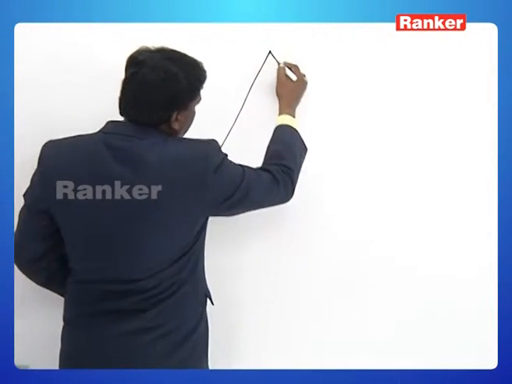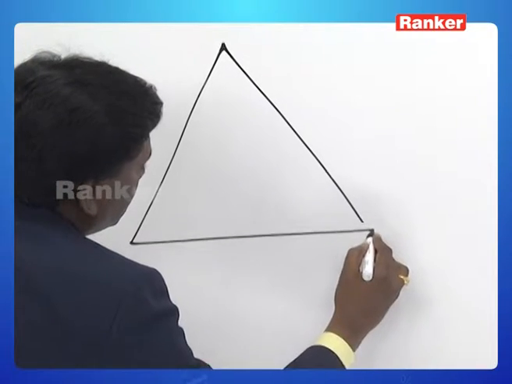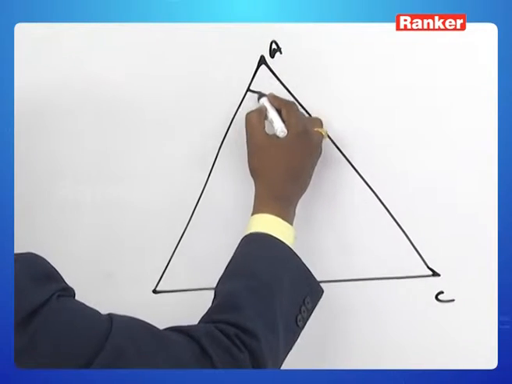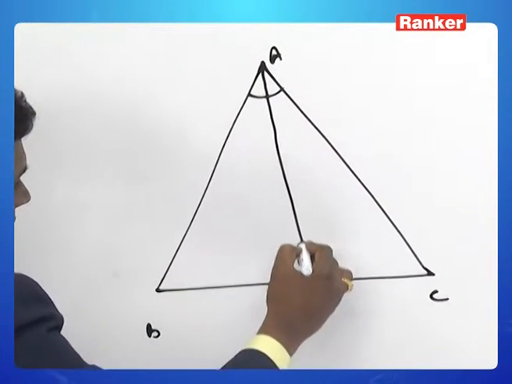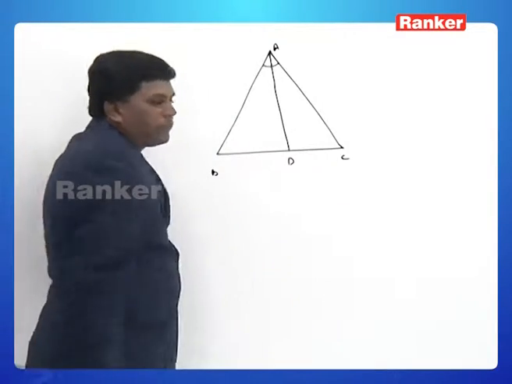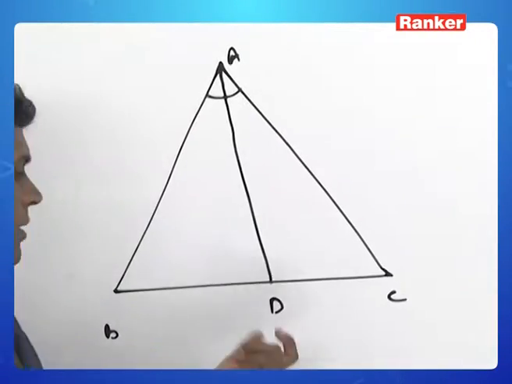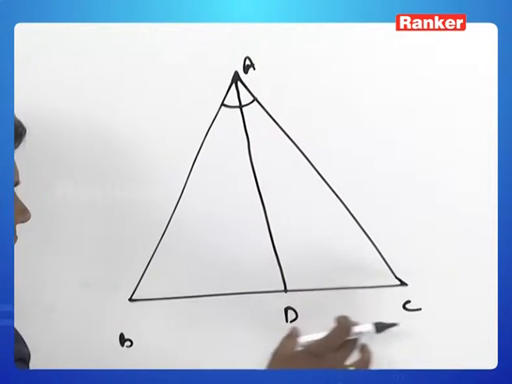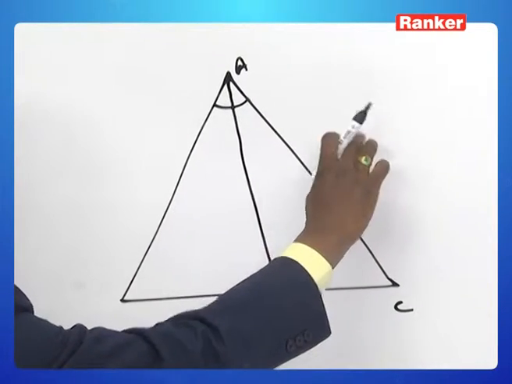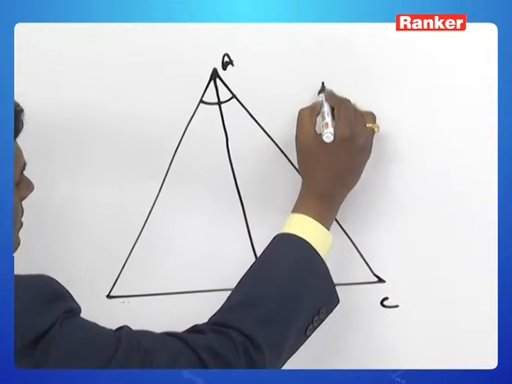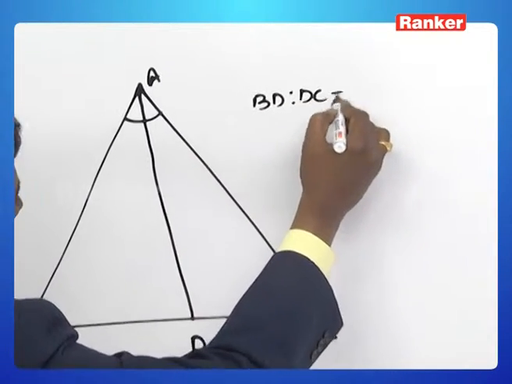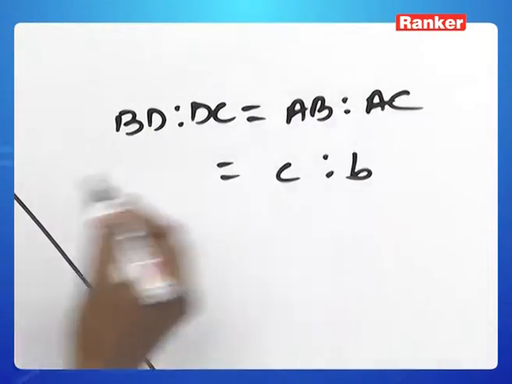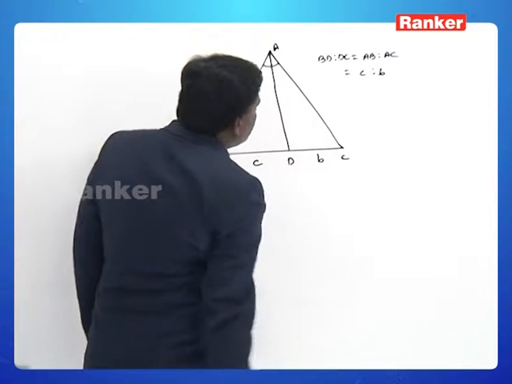If we draw triangle ABC in this, and draw the internal bisector of A, by using simple pure geometry theorems, we can show that the angular bisector divides the opposite side in the ratio of the other two sides. This BD is to DC equals AB is to AC, that is c is to b. This ratio we can prove as c is to b.